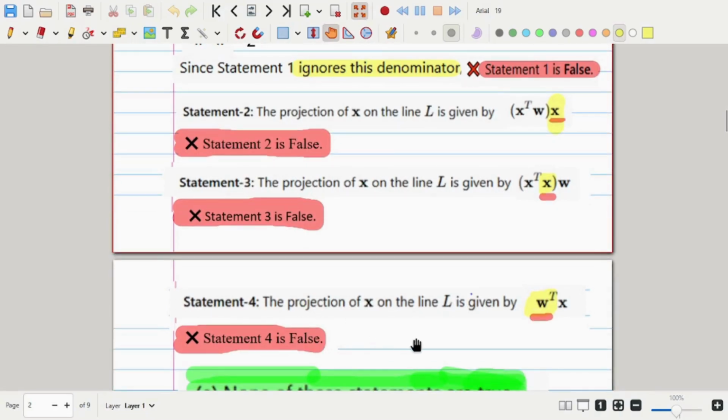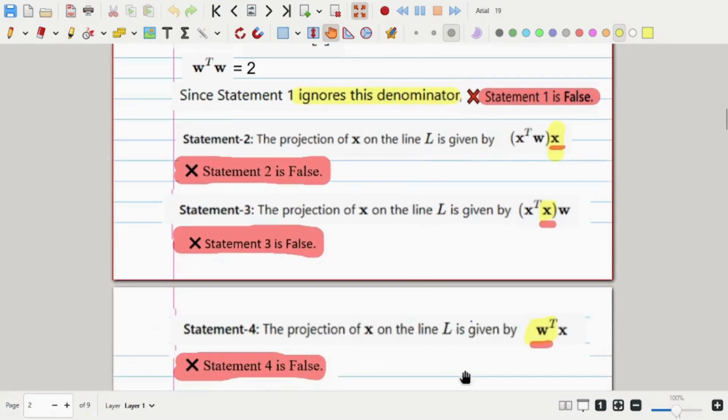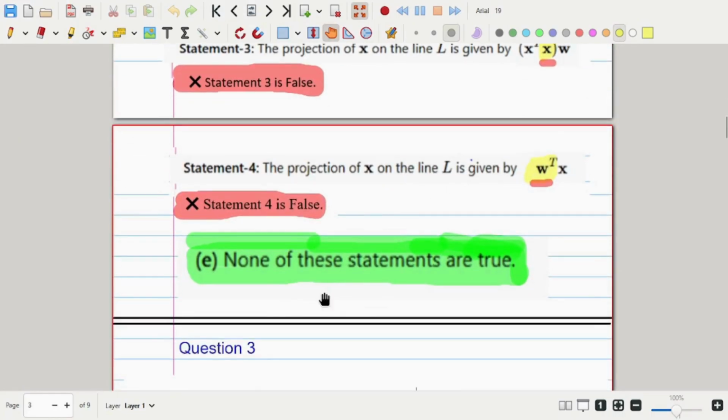Statement 4. The projection of X on the line L is given by W transpose X. But the formula states that the numerator should be X transpose W. But in statement 4, it was multiplied with W transpose. So instead of multiplying with X transpose, statement 4 multiplied with W transpose. Therefore, the statement is false. So the correct answer is none of these statements are true.